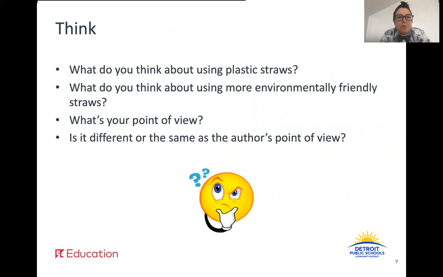Think about the author's point of view. Remember, the author's point of view is what they think about a topic or issue. Feel free to look back at your lesson 17 note catcher. I also want you to think about how you feel about the topic.